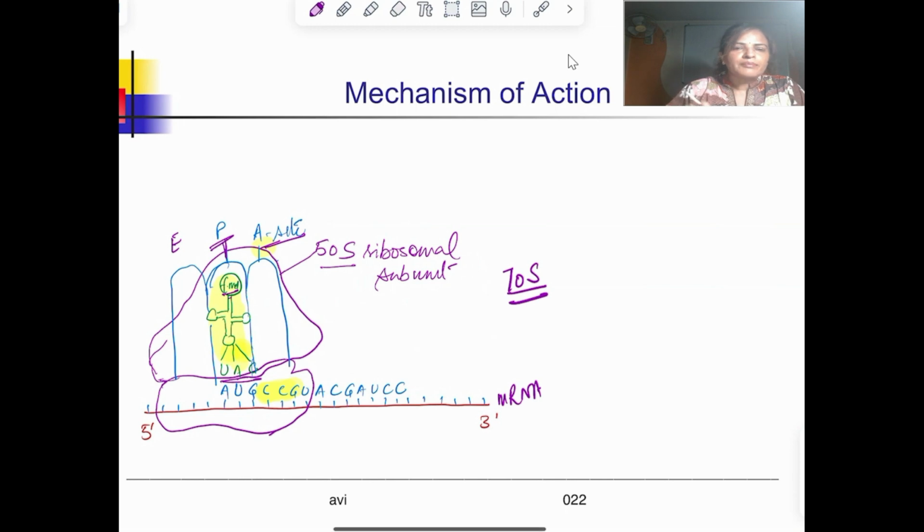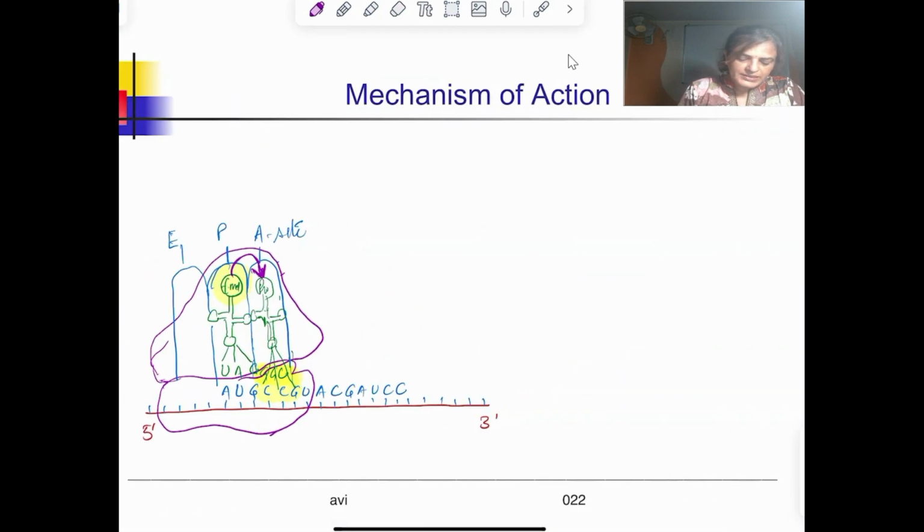Now, what happened? The next transfer RNA is going to bring the amino acid, which will be attached to this acceptor site. You can see here, transfer RNA carrying this proline amino acid. Which amino acid it has to deliver here depends on the codon on the messenger RNA, because this codon is complementary with the anticodon which is carried on the transfer RNA. Now this amino acid is delivered on the acceptor site.